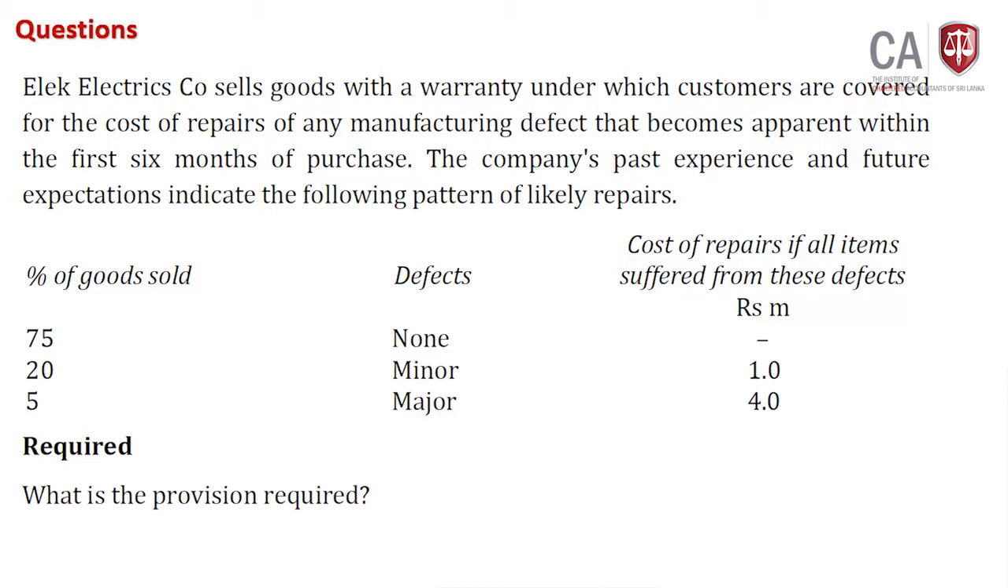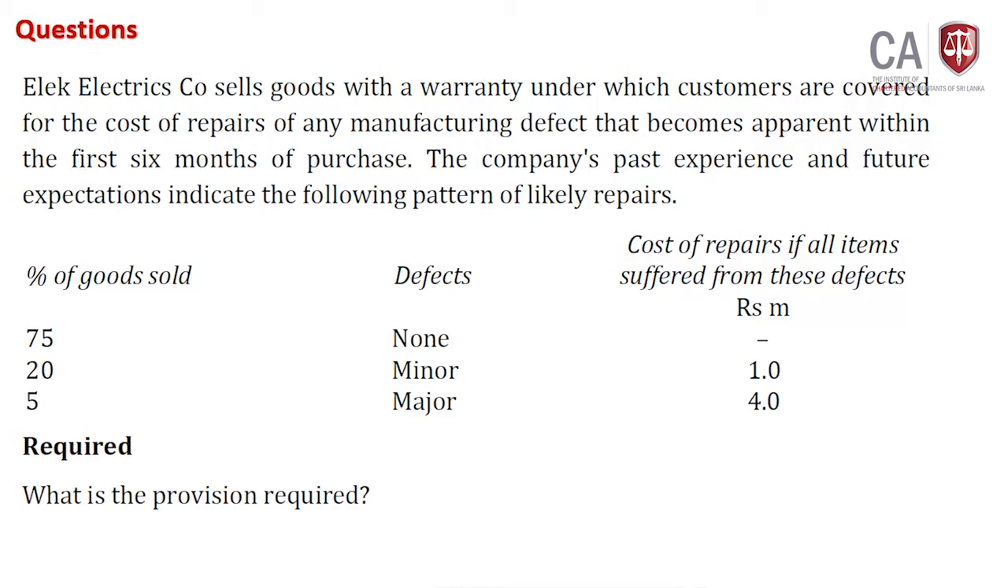Why is it a constructive obligation? This question says the company's past experience and future expectation follow patterns. In history, they have given this warranty facility. Therefore, this is not a legal obligation. This is a warranty, and this is a constructive obligation. Right? So then you have to measure a provision using the best estimate. Best estimate means a judgment using expected value or the individual most likely outcome.